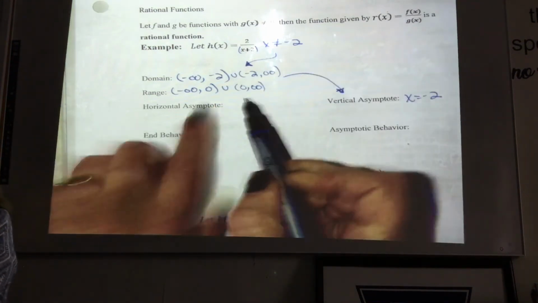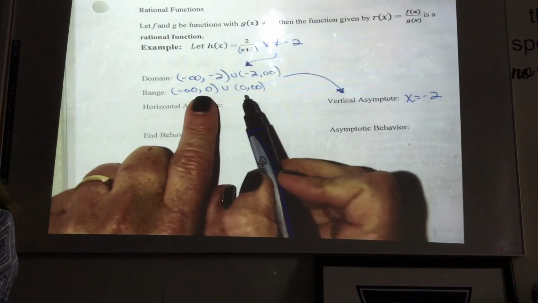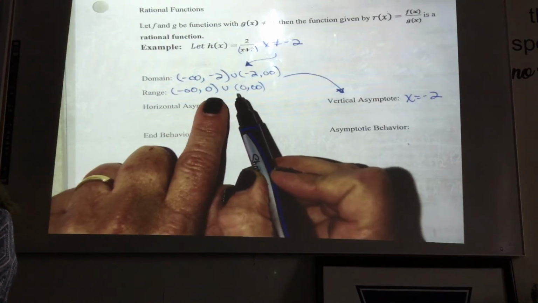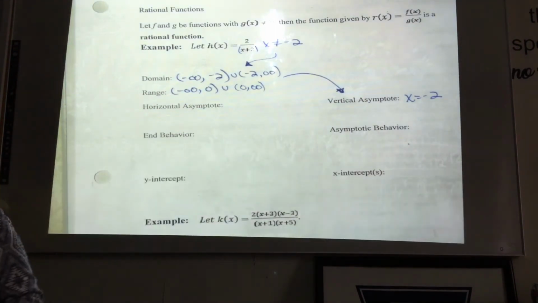And remember, I'm using parentheses because does that mean 0 is included or not included? Not included. Okay? If I wanted 0 to be included, that parenthesis would turn into a bracket. Good job. Now, there are a few in here, I do believe, that are going to say, what is she talking about? But that's okay.